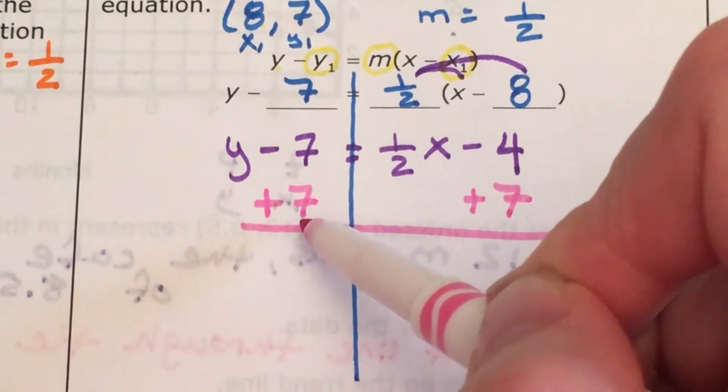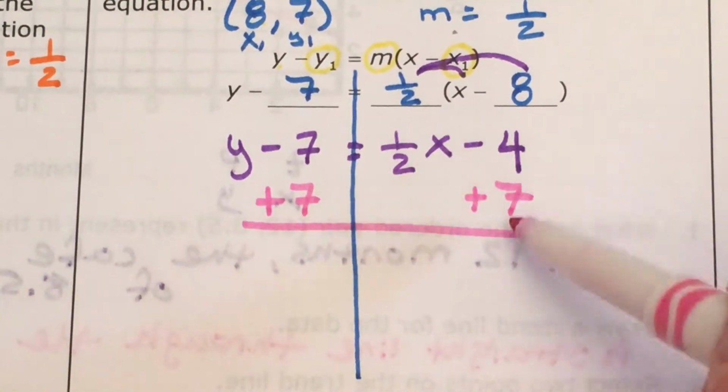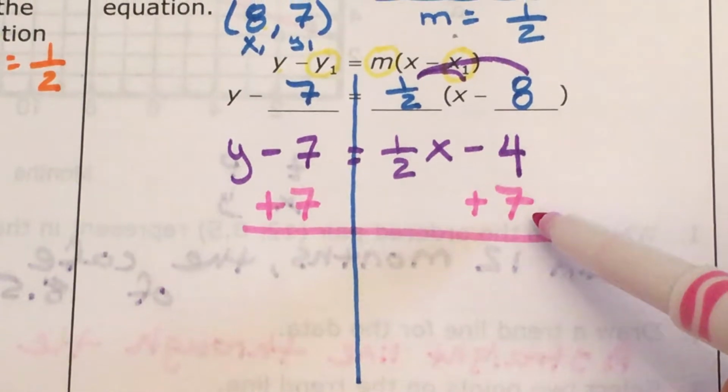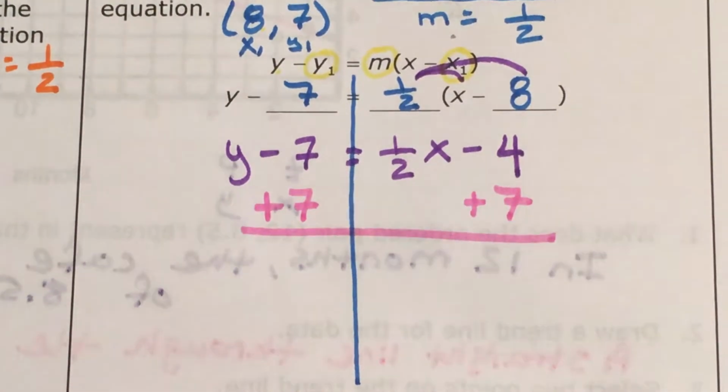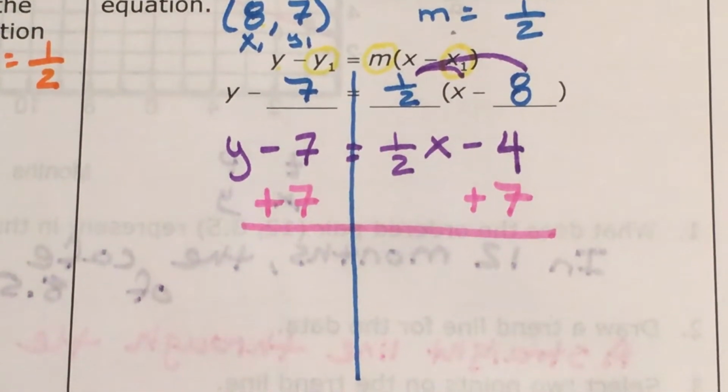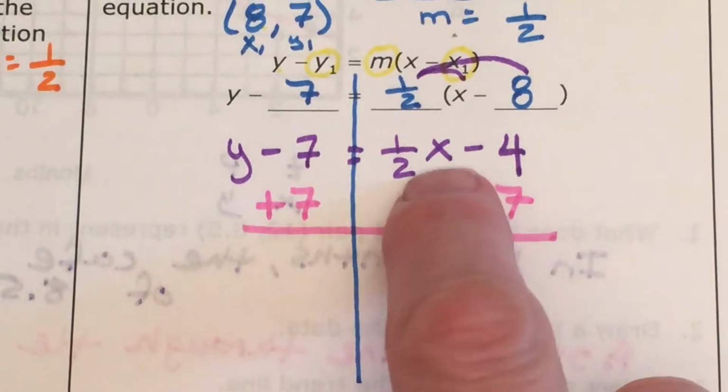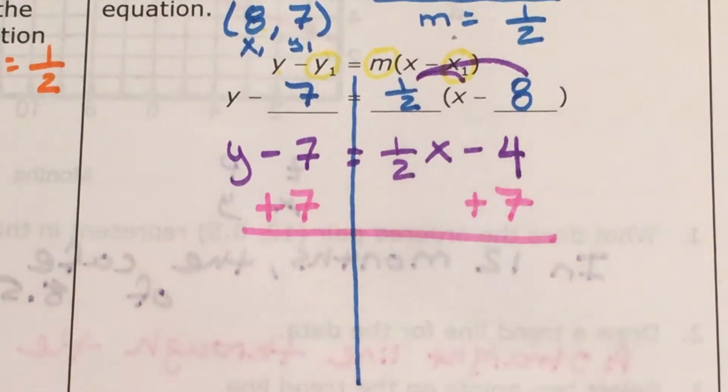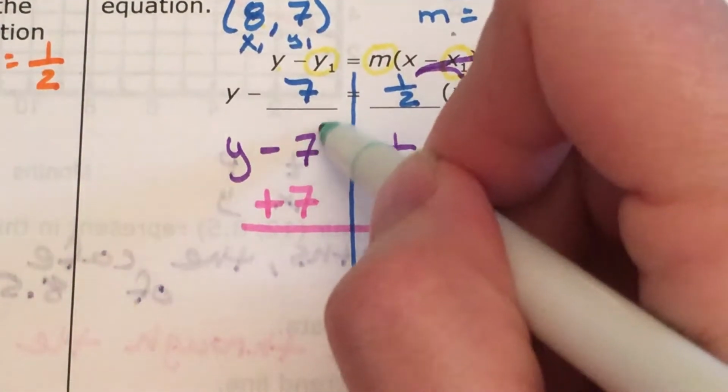7 is a regular number without a variable. 4 is a regular number without a variable. Those are called constants. So we put those together. We don't put the 7 underneath the x because that is a variable. That would be strange. Don't do that.